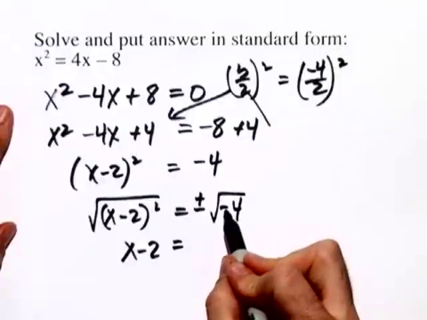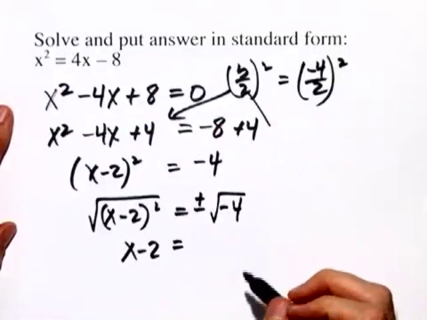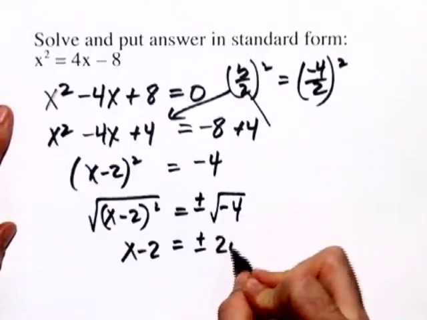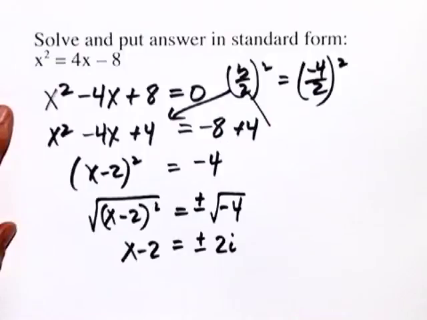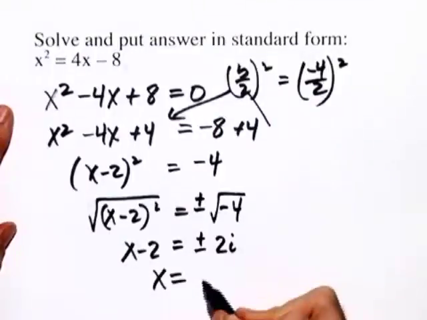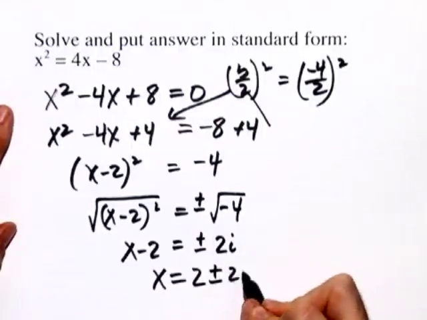However, a negative under a square root is imaginary, so let's take the negative out as our imaginary component. Also, since the square root of 4 is 2, we can rewrite this as plus or minus 2i. So now we're almost done. All we need to do is add 2 to both sides, and we have our solution. So our solution for x is that x equals 2 plus or minus 2i.